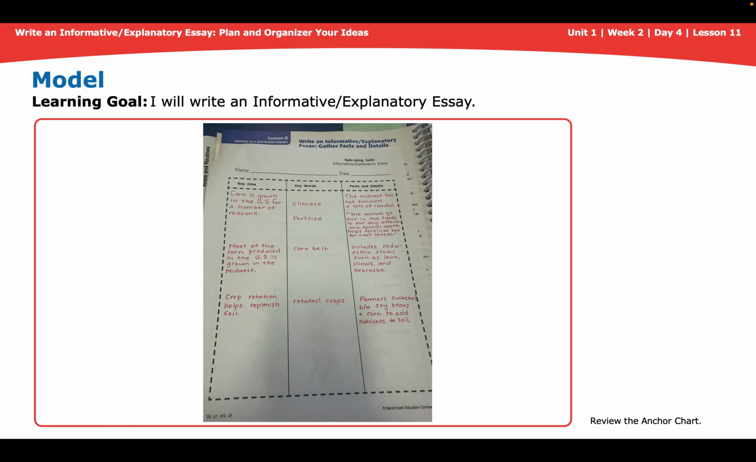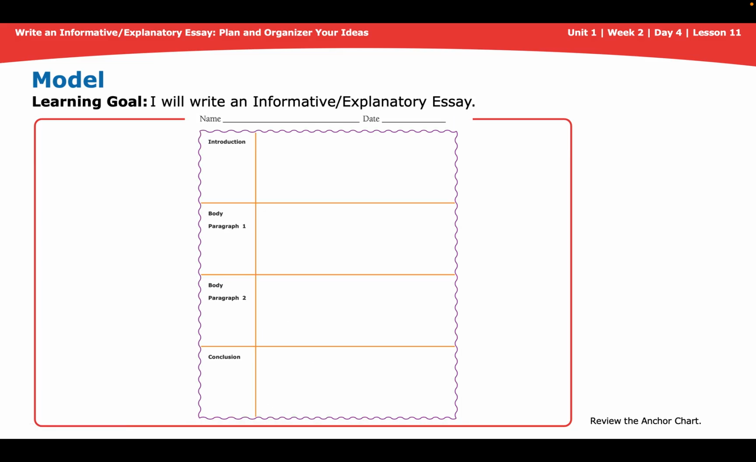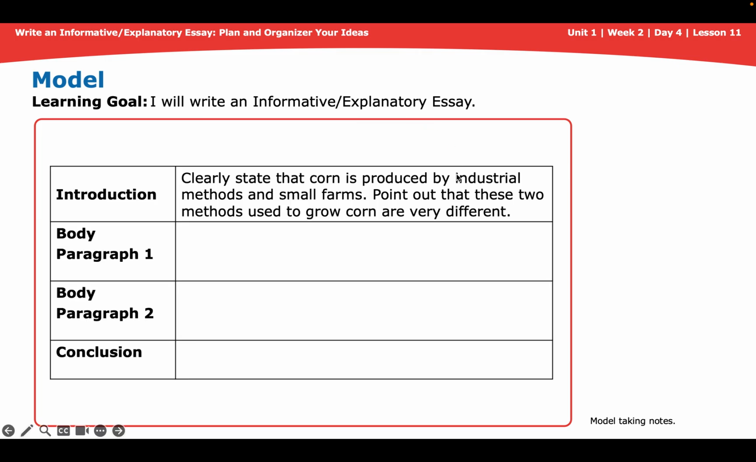Okay, so I am looking at my notes, and I'm looking at the prompt, and I'm answering how corn is produced in the United States. So my introduction needs to represent that. So here is what I put for my introduction. I think that first I will present the key idea that most of the corn produced in the United States is grown in the Midwest. That will be a good way to lead into main ideas that will follow.